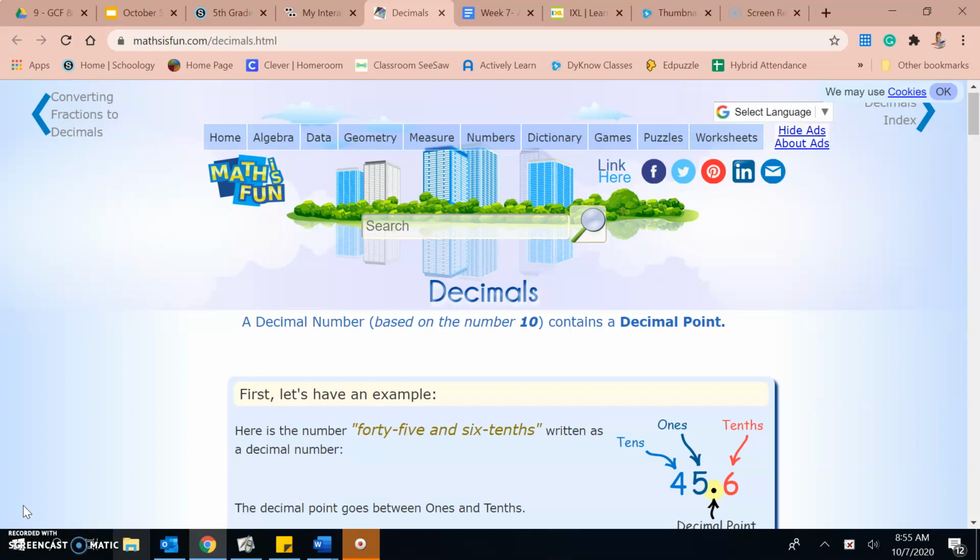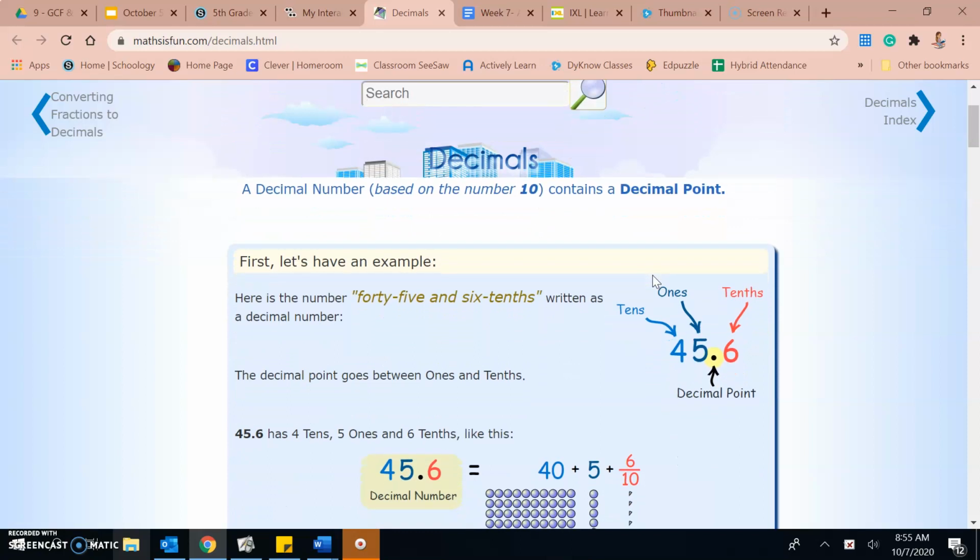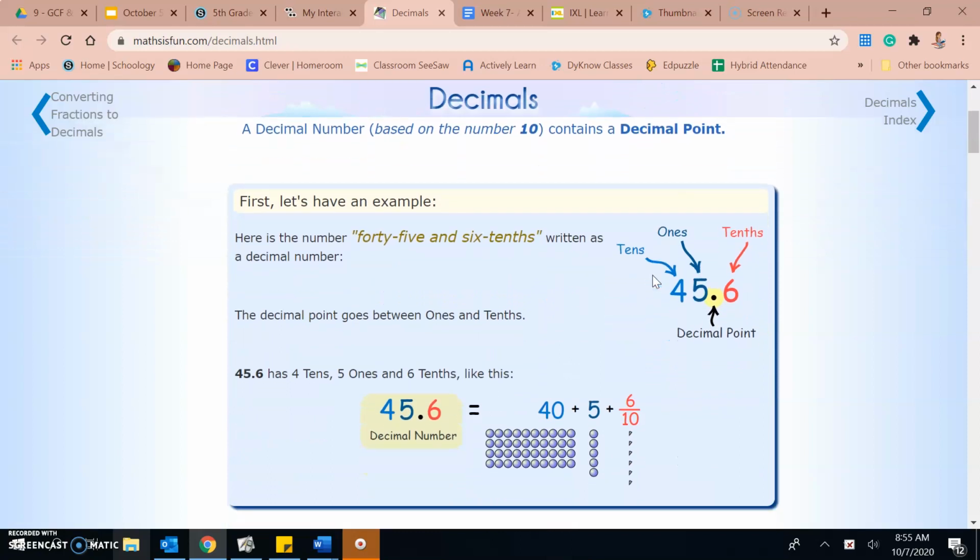So to start off, a decimal is a number based on the number 10 that contains a decimal point. Now, you may not know what that means, based on the number 10, but you probably have seen what a decimal point is before. So let's take a look at the example down here. Here is the number 45 and 6/10, or some people say 45.6, written as a decimal number.